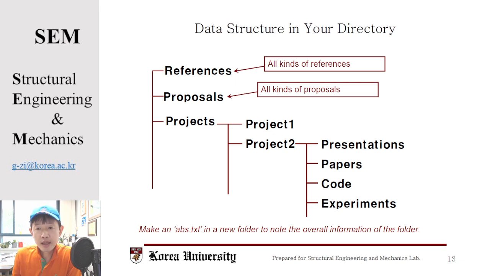And below the project name, we have a very canonical, very systematic folder arrangement. For example, we have the presentations, the papers, the codes, and the experiment. In these folders, we keep the specific files, all kinds of individual files. And later we can very easily recognize where we can find the individual files in the corresponding folders.